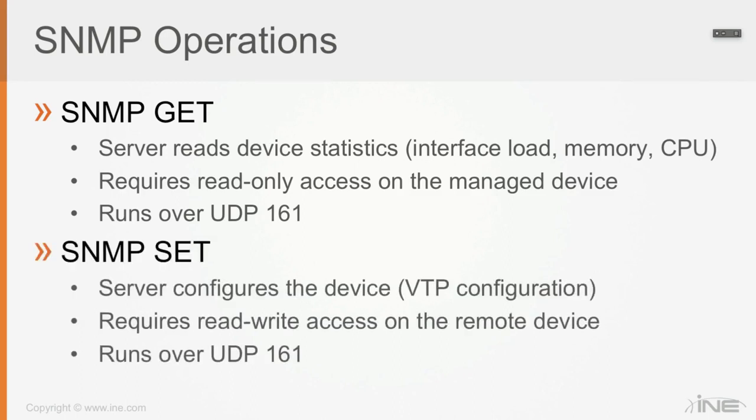Now the set function, as the name states, means the server wants to set something on the managed device, which means the set action is used by the server to configure the device. One commonly known configuration supported by SNMP is VTP configuration. So from the SNMP server, you can actually change the VTP configuration on the SNMP agent, which is going to be a switch. Because we want to change the configuration, the server requires read-write access on the remote device. And this also runs over UDP 161.